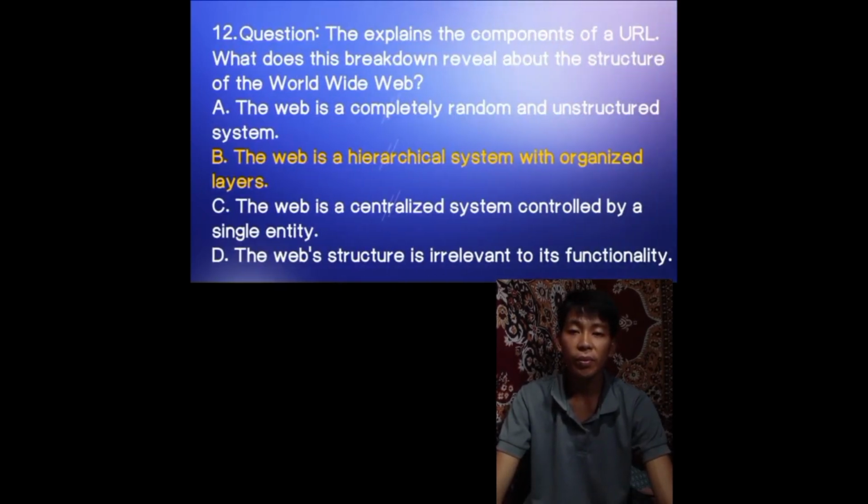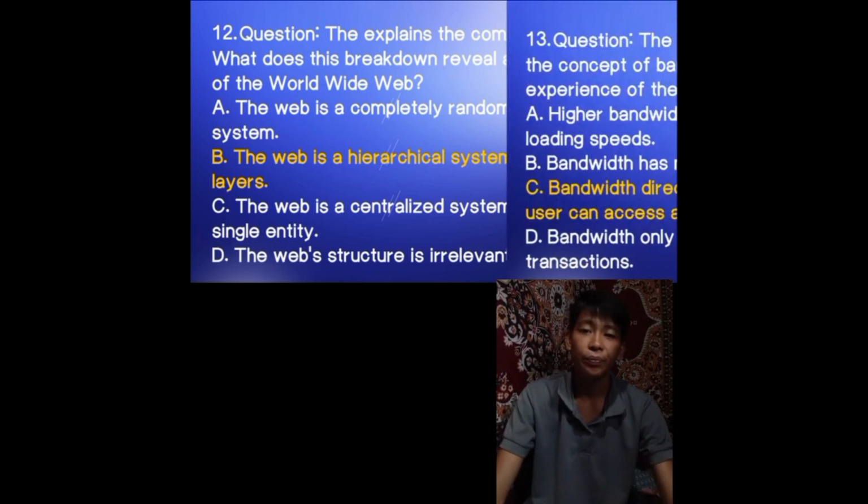So for number 12, the correct answer is letter B. The web is a hierarchical system with organized layers. So the detailed explanation of URL components, protocol, domain name, and etc. suggests a structured, layered system for organizing and accessing online resources.